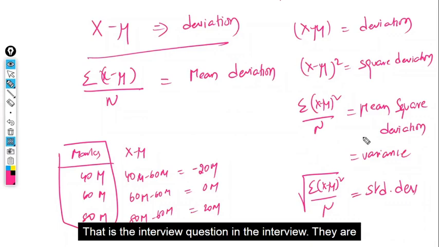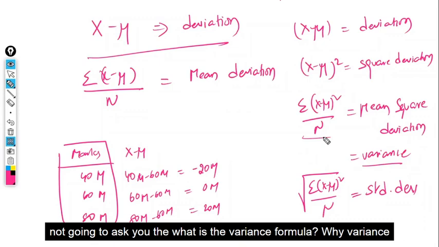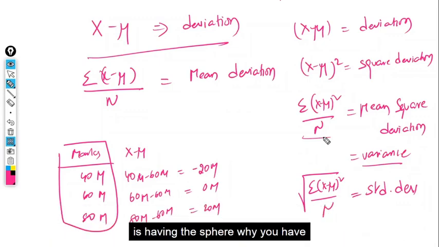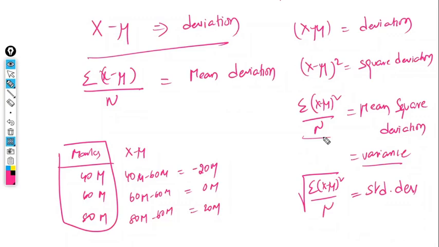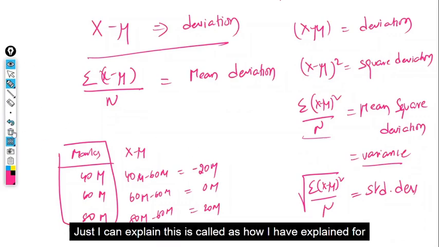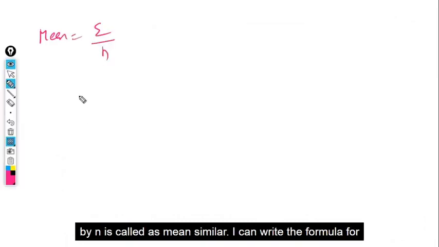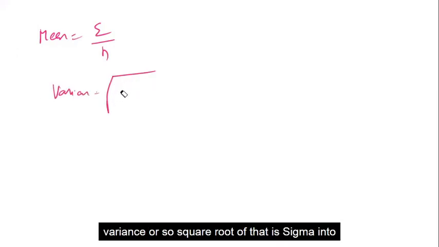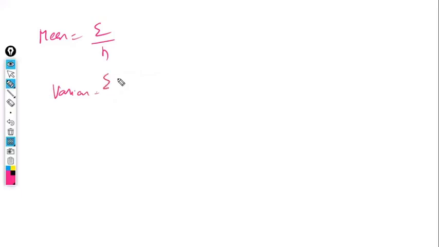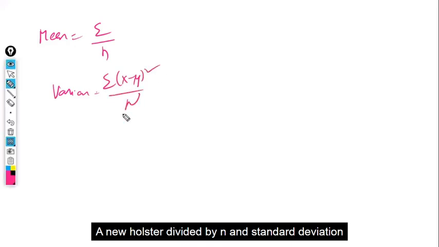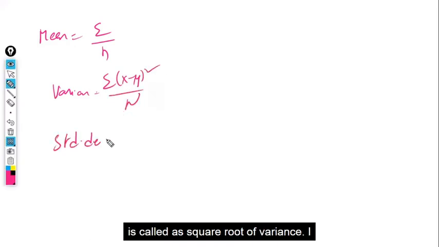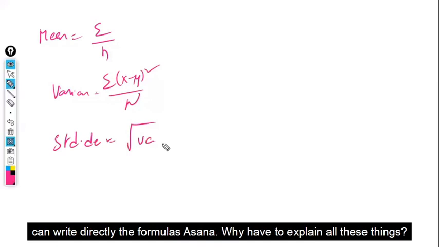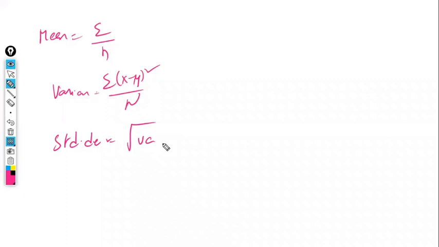In the interview, they are not going to ask you what the variance formula is. They ask why variance has the square, why you have to apply the square on that. Just as I explained for the mean, mean is the sum of the numbers divided by n. Similarly, I can write the formula for variance: sigma of (x minus mu) whole square divided by n, and standard deviation is the square root of variance. I can write the formulas directly also, right? Why do I have to explain all these things?